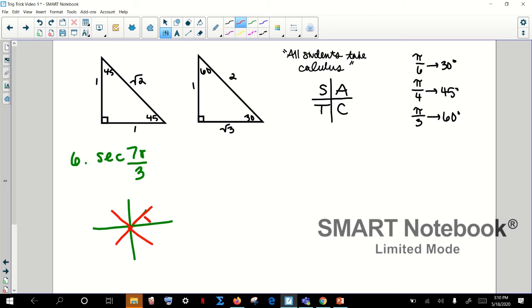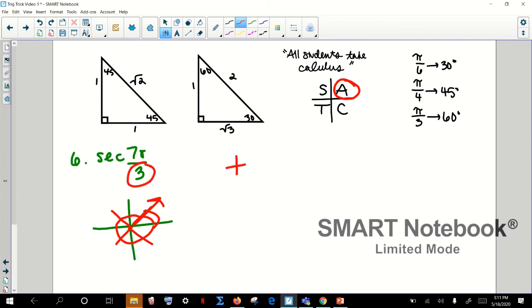Alright, so let's count. 1, 2, 3. Oops, I went a little bit too far. 1, 2, 3, 4, 5, 6. So we went all the way around one time, and then 7/3 would be right here. So I know my angle's in the first quadrant. In the first quadrant, all trig values are positive. So my answer is going to be positive.